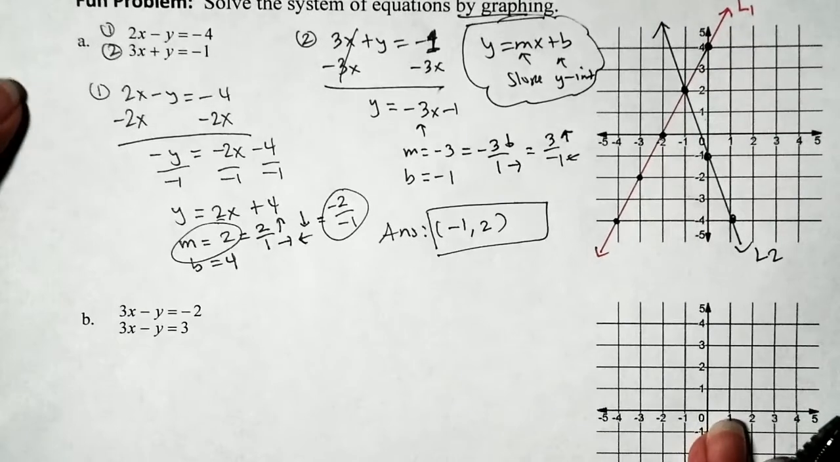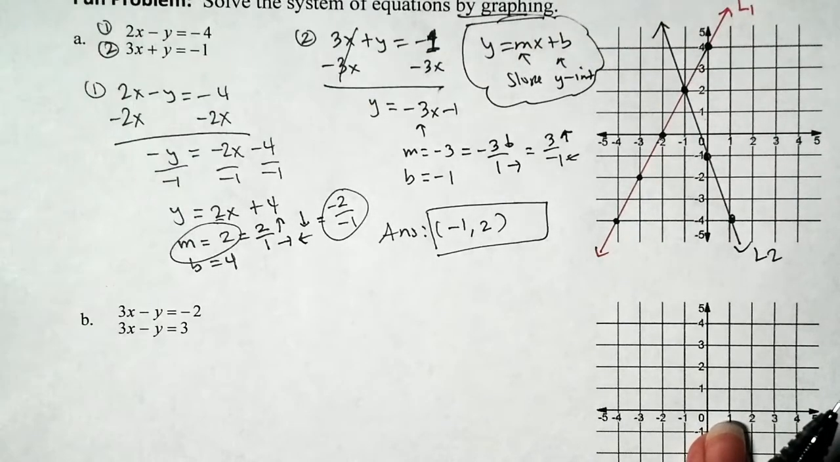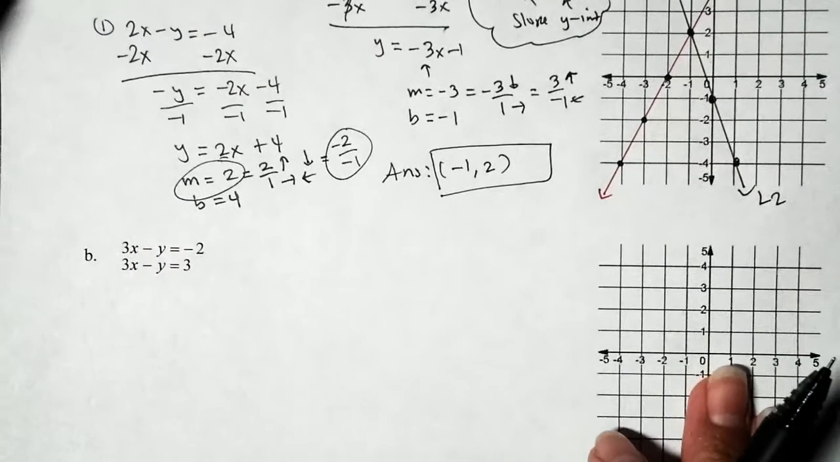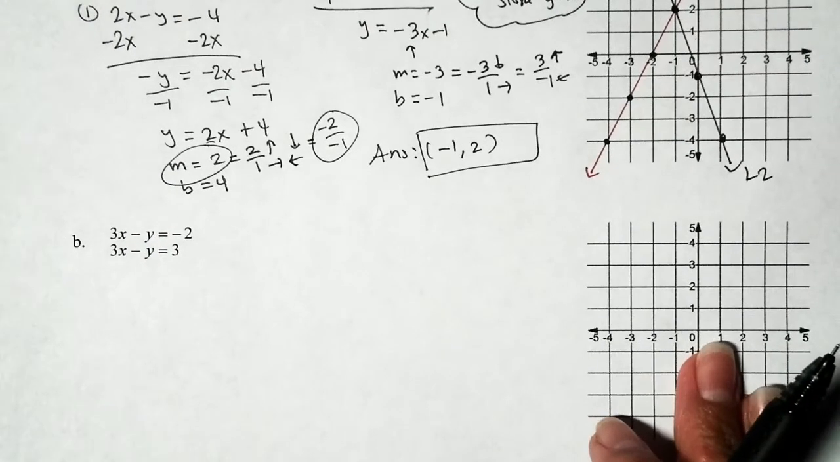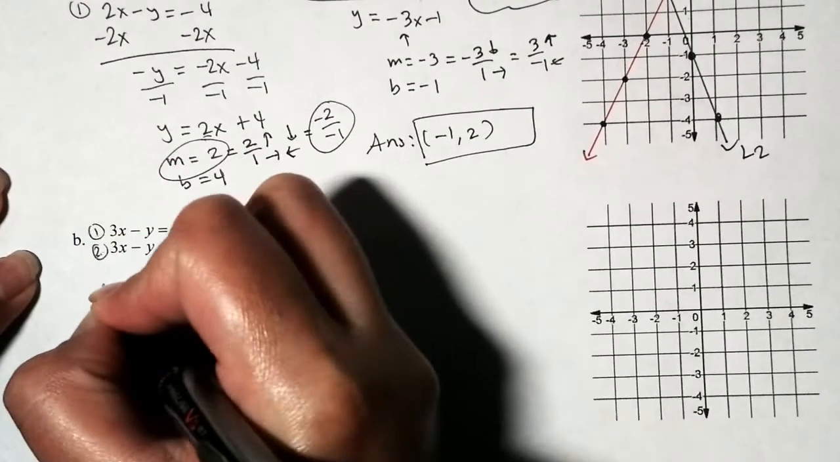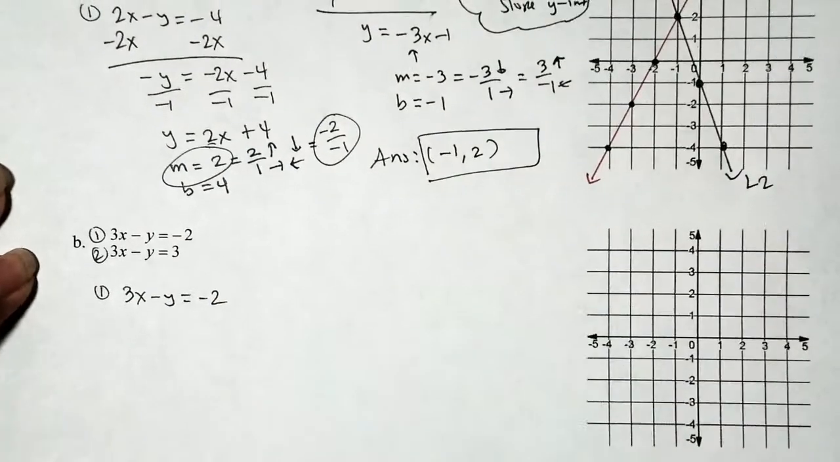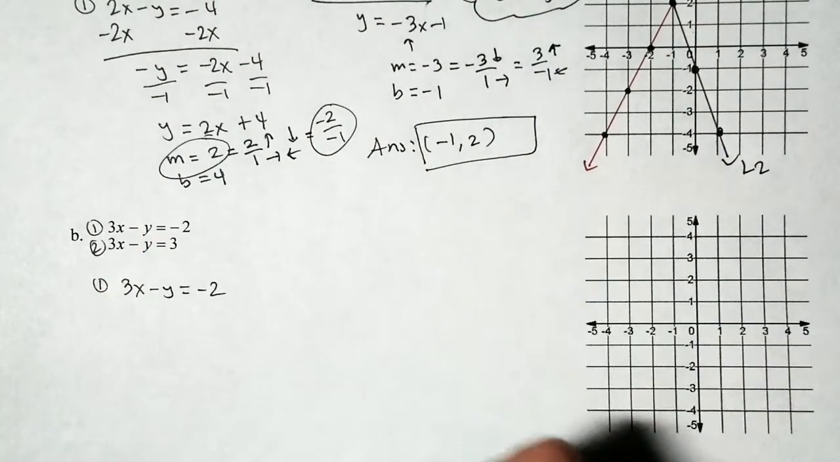Okay, for the grand finale, let's go ahead and knock out this system. So again, we're not given the liberty to solve it however we like. We have to solve it by graphing. So let's go ahead and number these. I'm a big fan of numbering things. So work your magic. Isolate, put this in slope intercept form.